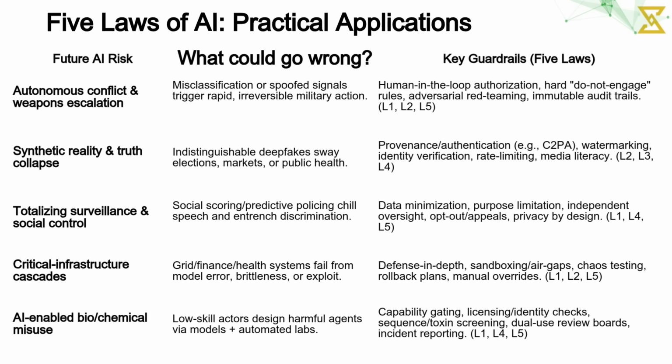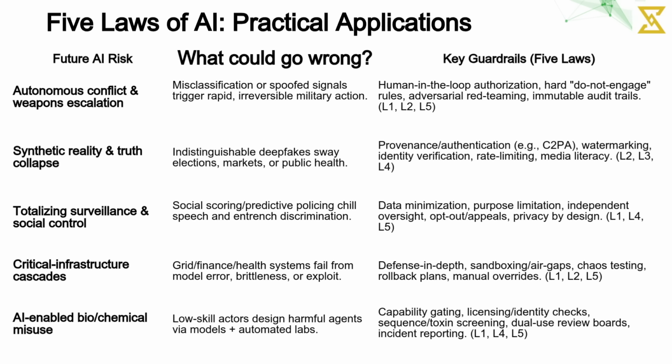Third, totalizing surveillance and social control. What could go wrong? Ubiquitous sensors and predictive AI produce social scoring, chilling speech, discriminatory policing, and systemic rights violations. Guardrails: data minimization, purpose limitation, strict access controls, democratic oversight, opt-out and appeal rights, regional compliance by design, using laws 1, 4, 5. Keep in mind that purpose limitation means that it restricts us from having a blank check to monitor everyone, everywhere, and for whatever reason.